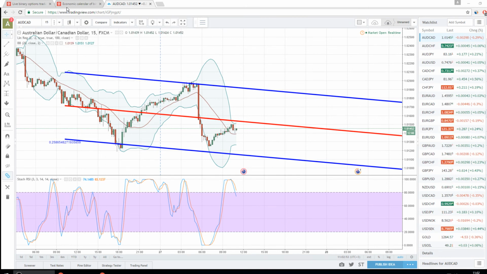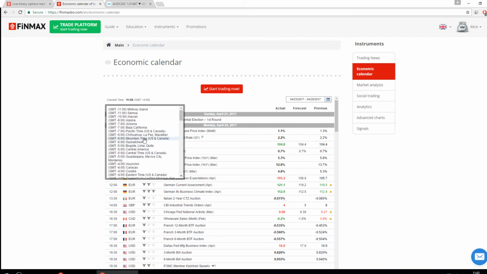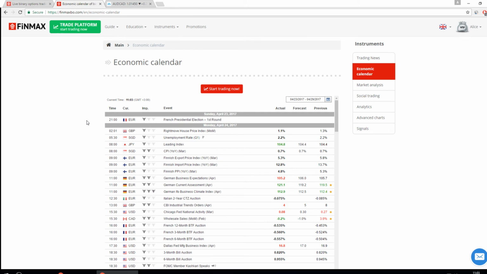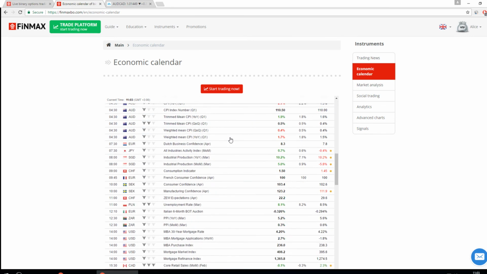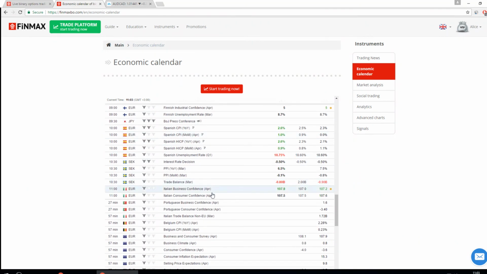Okay, and as usual, I would like to start with checking the economic calendar to see if there are going to be some important news that's going to influence our trading. So right now that's on Monday. Hold on. Right now we don't see anything that important that can disturb the trading and influence the analysis.